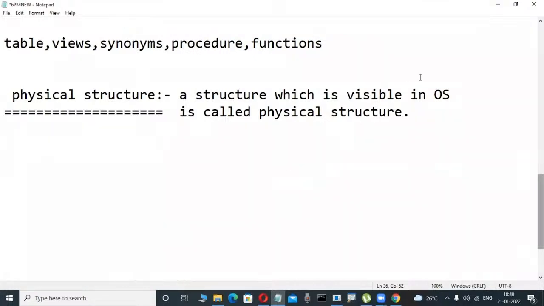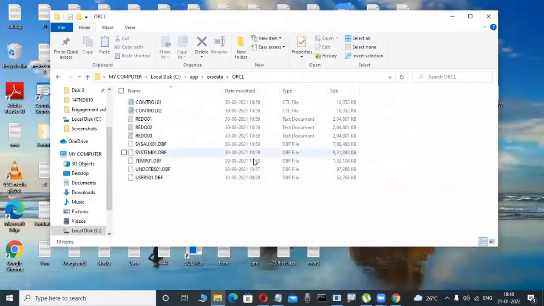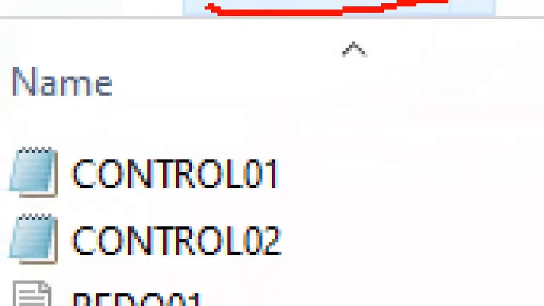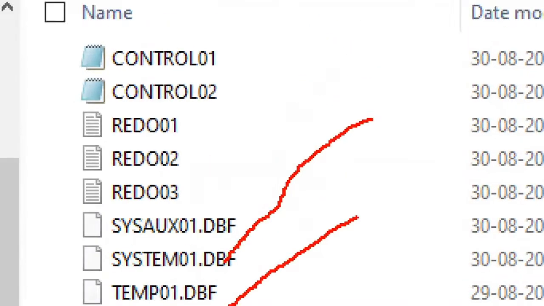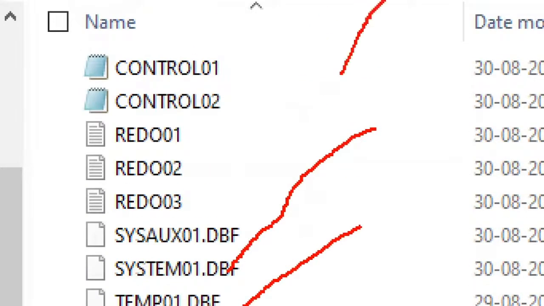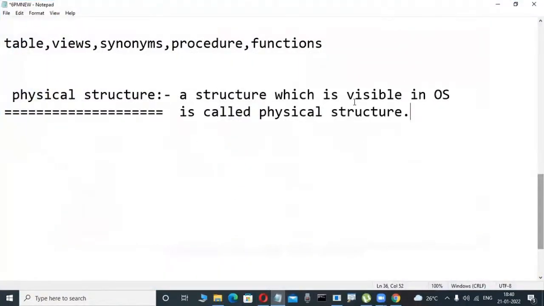Observe here, whenever I'm installing Oracle software, some files are created on a disk, in the C drive or D drive. These are data files, .dbf files. What is this? You don't have an idea; later you will be familiar. Control files, redo log files. That's why a structure which is visible in the operating system is called a physical structure.